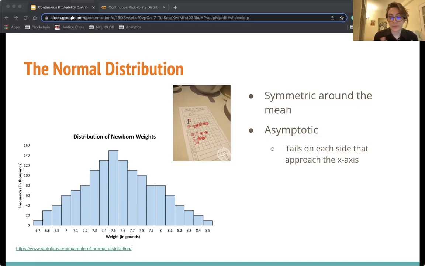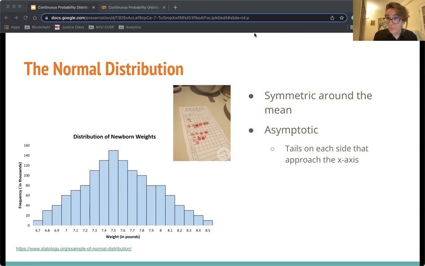So this visual just shows the weight in pounds of newborn babies. And you can see on average, the weight is about 7.5 pounds. And this is symmetric because the left and the right side of this distribution relatively mirror each other. And you have this nice smooth curve where we can start to see this distribution around the mean. And that's what gives it the name bell-shaped, or the bell curve.